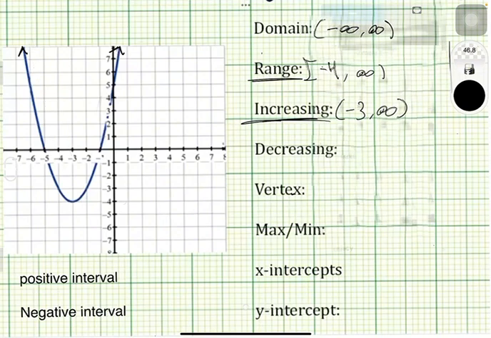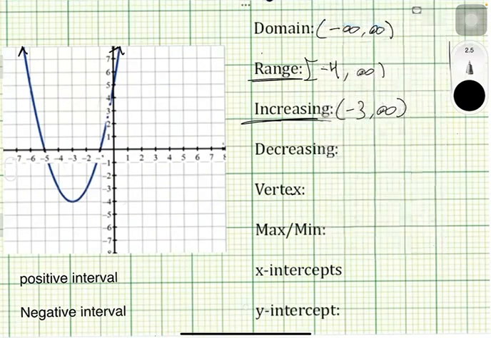Now for the decreasing interval, it will be exactly the same, but we go from the decreasing side. As you can see, we have this line, and this line is decreasing until the vertex. So it decreases from negative infinity until the vertex, which is -3.